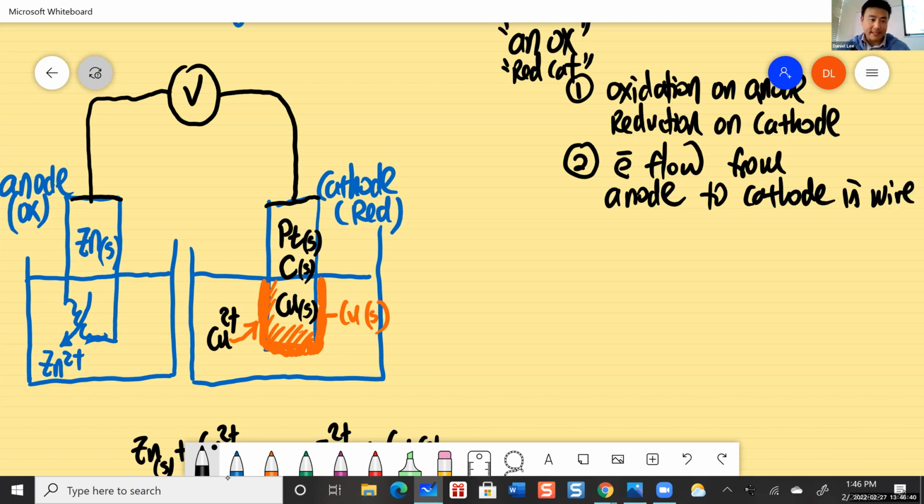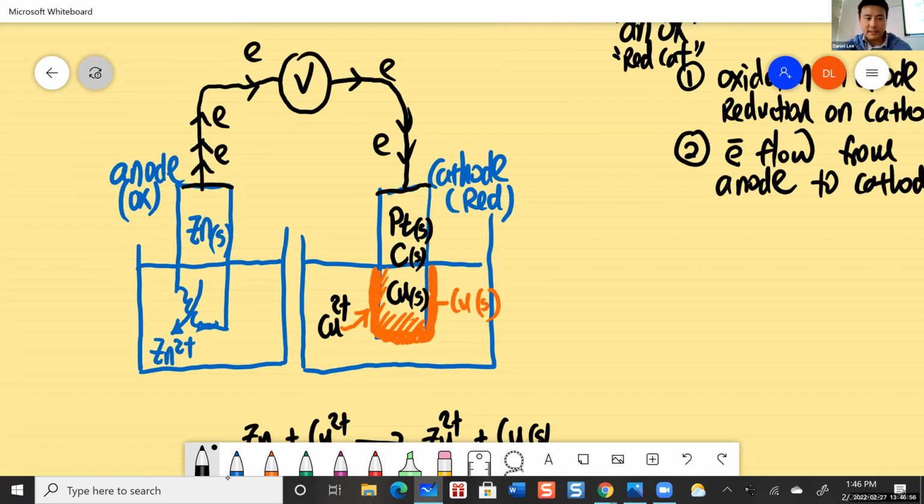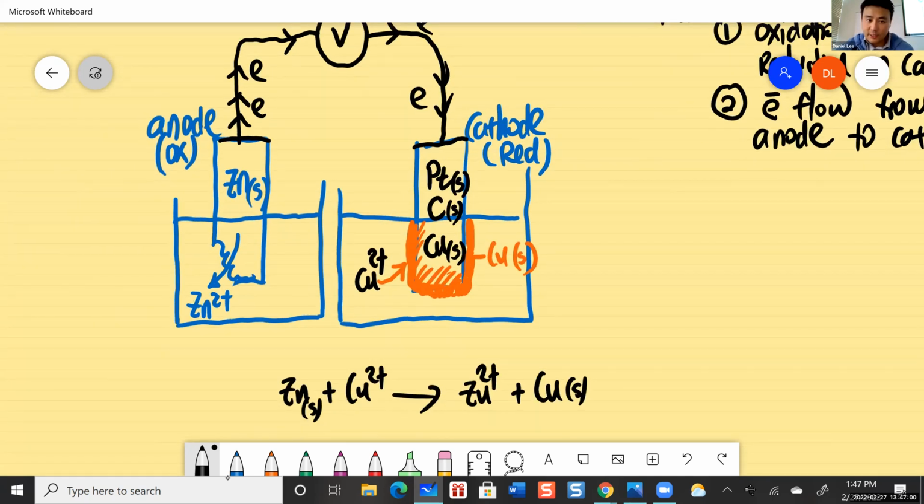So if I come back in here and label the electron, the electron will come out of the anode. It's going to travel in the wire, pass through the voltmeter, and arrive at the cathode. Because the source of electrons is zinc metal. Zinc is being oxidized. So these electrons come from what?